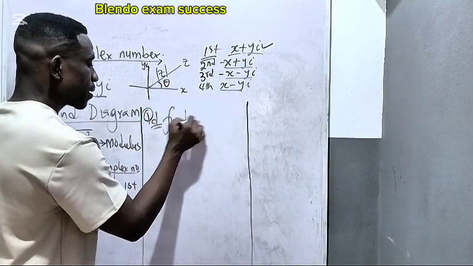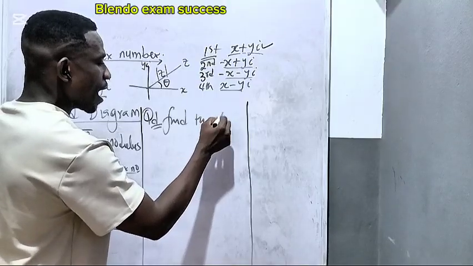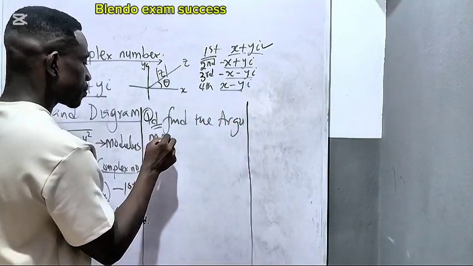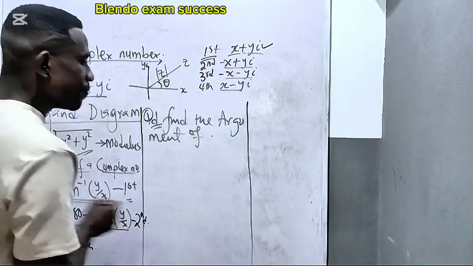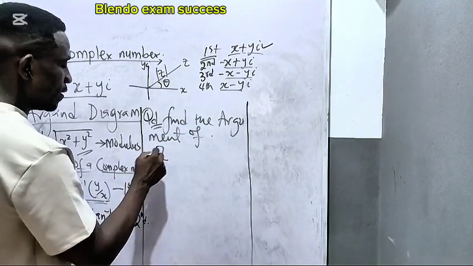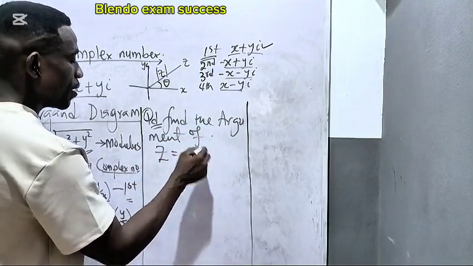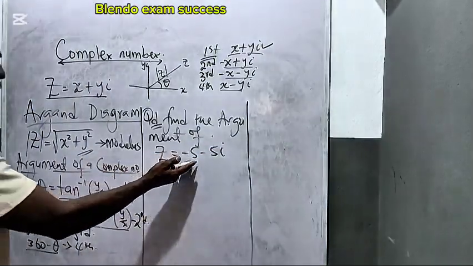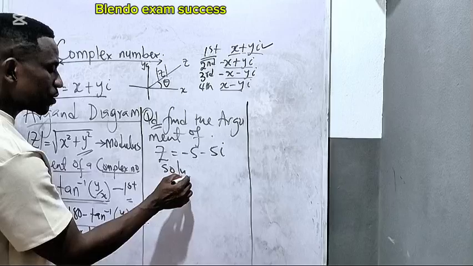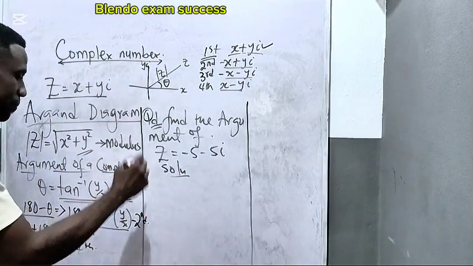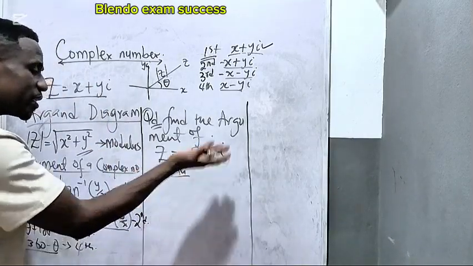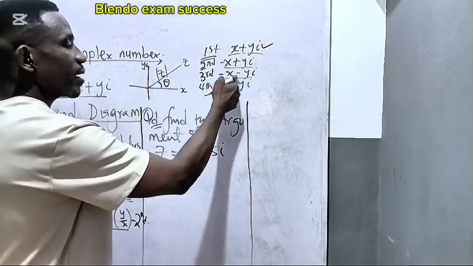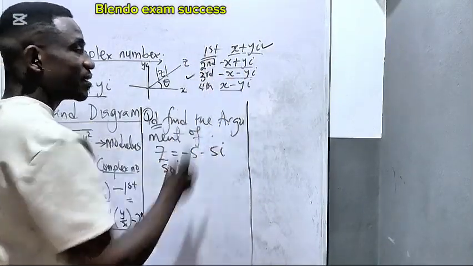Find the argument of z equals minus 5 minus 5i. When we are asked to find the argument, we don't need to stress ourselves. Argument simply says, look at it. This is minus 5i, minus x minus yi. So this is the third quadrant.